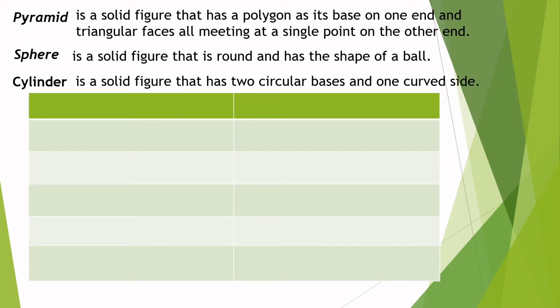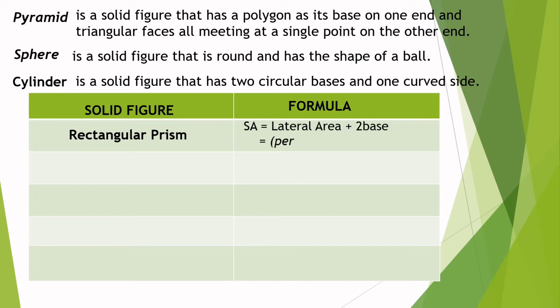So we have a table here for the solid figures and their designated formulas. First, we have rectangular prism. SA is equal to the lateral area plus 2 bases. So for the lateral area, we have the perimeter times height. And for the base, we have length times width. Therefore, we have perimeter times height plus twice the length times width.